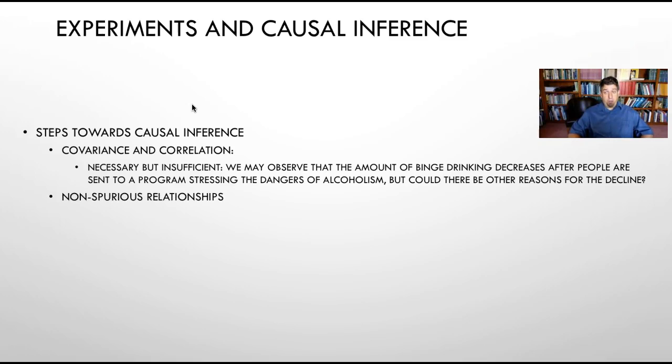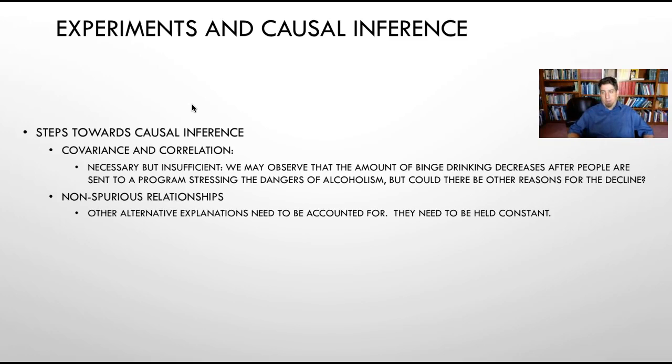This is why we want to make sure that we have non-spurious relationships. We've talked about spuriousness before, but the purpose of the experiment is to actually eliminate the potential spuriousness that could exist. So the experiment, by having an experimental group usually and a control group, can control for some of these alternative explanations. There are other ways that we can do this in secondary data analysis, usually using something called multivariate regression.